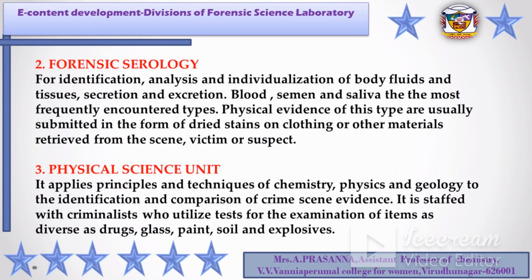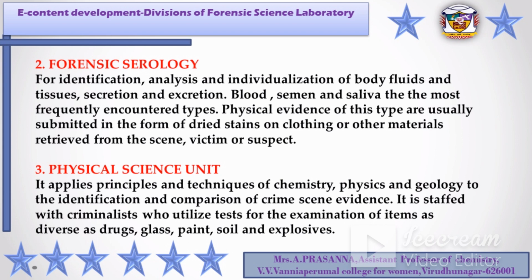The second one is the forensic serology. This division is used for identification, analysis, and individualization of body fluids and tissues, secretion and excretion. Blood, semen, and saliva are the most frequently encountered types. Physical evidence of this type is usually submitted in the form of dried stains on clothing or other materials retrieved from the scene, victim, or suspect.